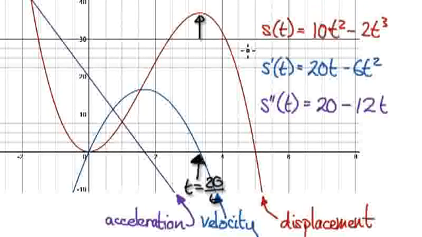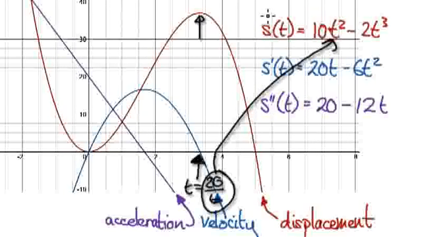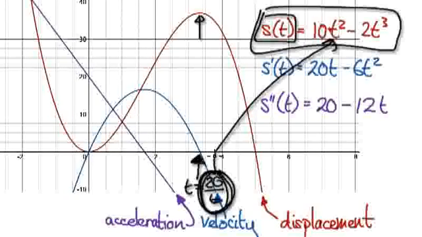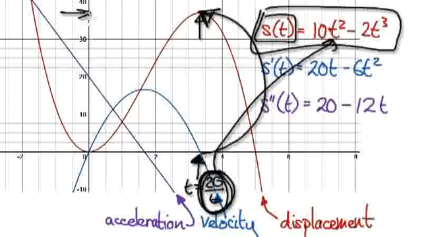Now that we've got the time, we can actually put 20 over 6 into our displacement, and then we can find out. So we know the velocity here. So we know the time when the velocity is 0, so we can put this into this equation here, and that will allow us to jump straight to here. So that will then give us this value here.